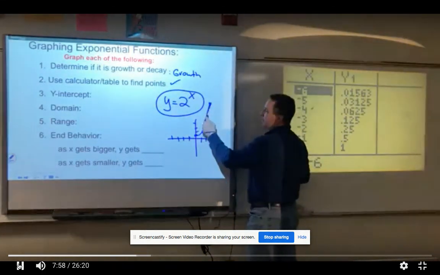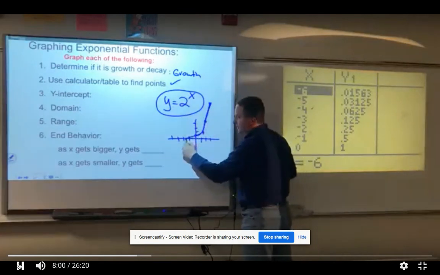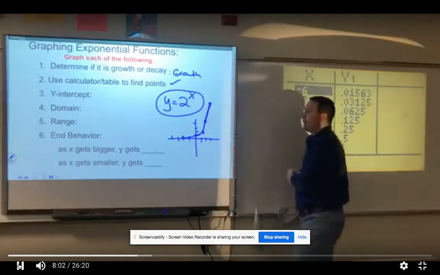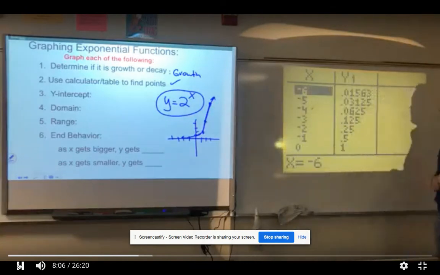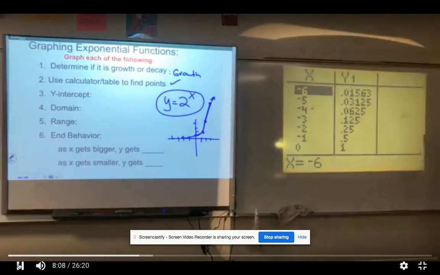Okay, so when I make this curve, I'm going to come down and get close to 0, but I'm going to try not to touch 0. Okay, and that's going to be a picture of our exponential growth. We're going to let the calculator find points for us.